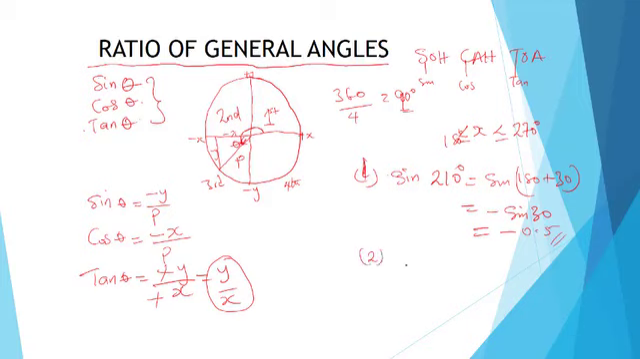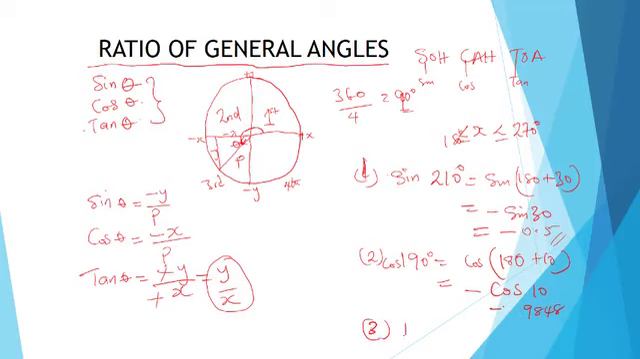Now in the second part, I want us to deal with cos 190. When you have cos 190 to deal with, it's the same as cos of 180 plus 10, which is the same thing as cos 10. But remember, cosine in the third quadrant is negative, so minus cos 10 will give us minus 0.9848. That's for cosine.